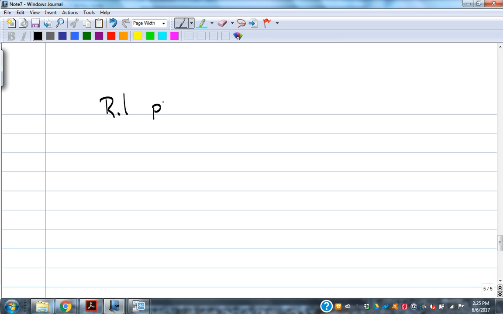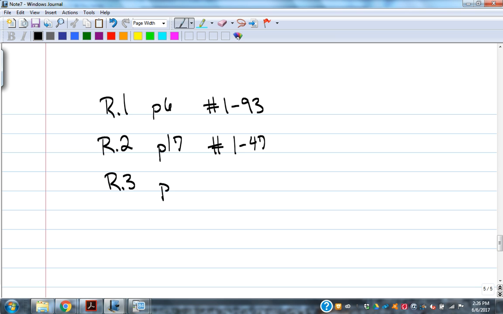So R1 on page 6, the problems that we covered were from 1 through 93. Pick some. Look at the ones. There are going to be ones you don't even need to look at because you know how to do them, so don't think you've got to do any particular portion of these. This is all just to get you ready for the test. R2, page 17, 1 through 47. R3, that was the really long section, but it only covered 43 problems.